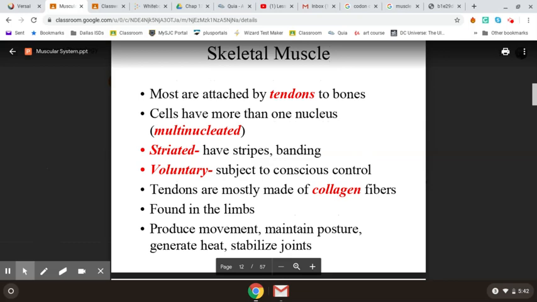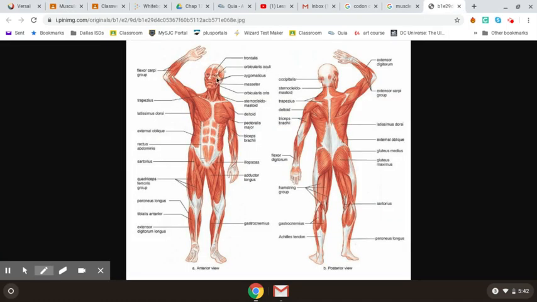Okay, so let's talk about skeletal muscle for a little while. Almost all your skeletal muscles are attached by tendons to your bones. So all skeletal muscles are attached to your bones with tendons. So your bicep, if we go back to this guy here, all these white areas, those are all tendons.